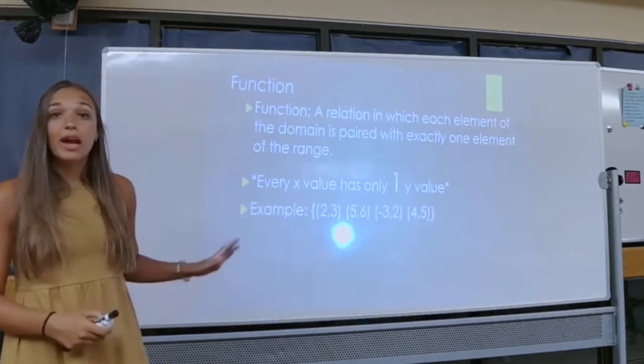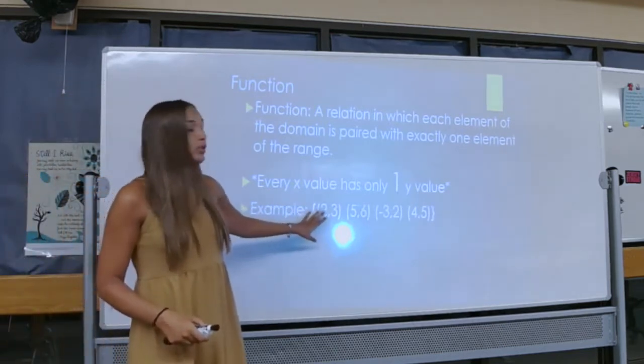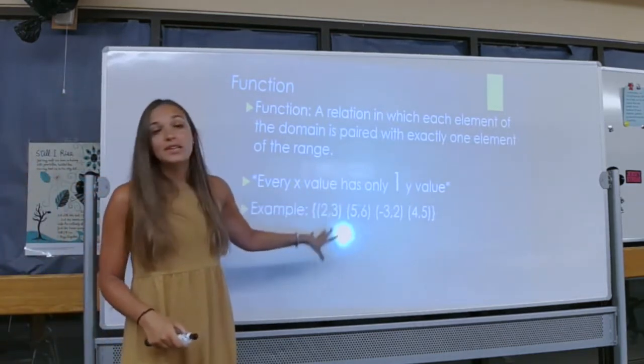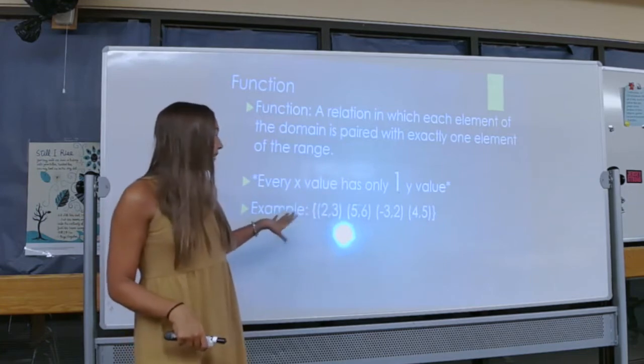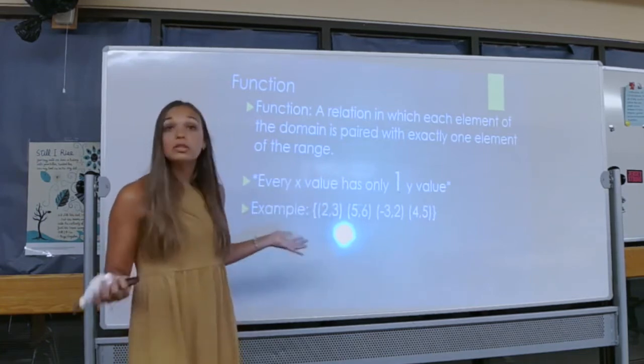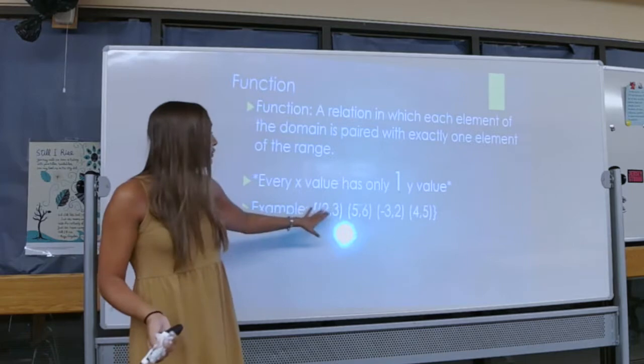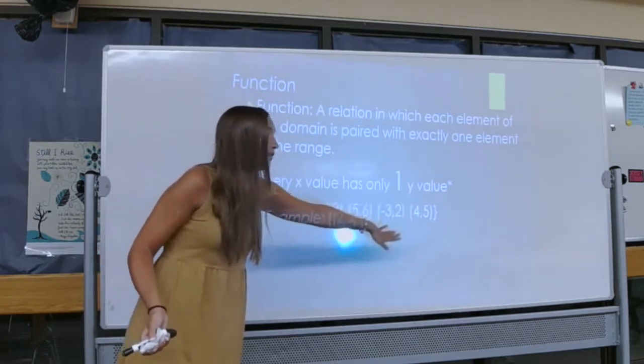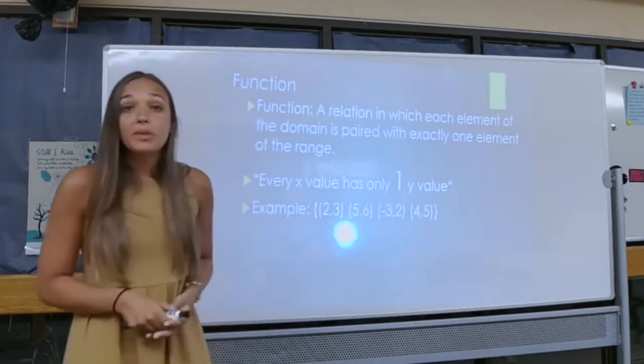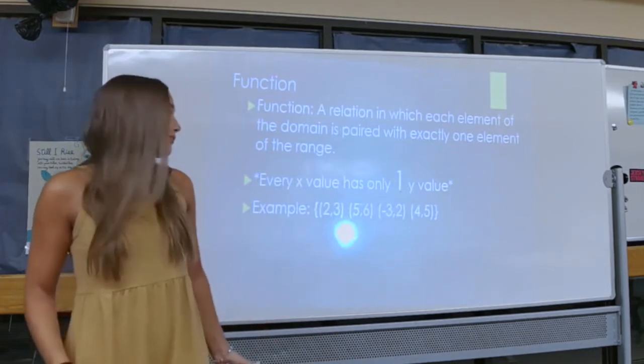So an example problem, we have our squiggle brackets, (2, 3), (5, 6), (-3, 2), and (4, 5). As you can tell, the domain, the first number in each ordered pair, is 2, 5, -3, and 4. So because none of those numbers repeat, it is a function.